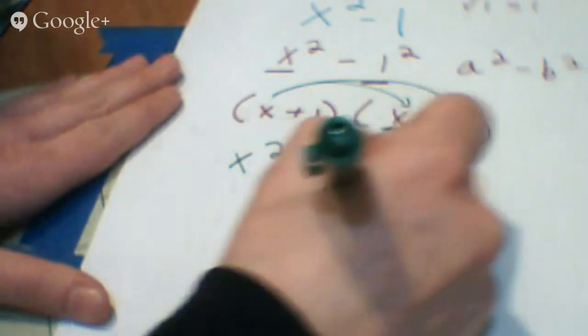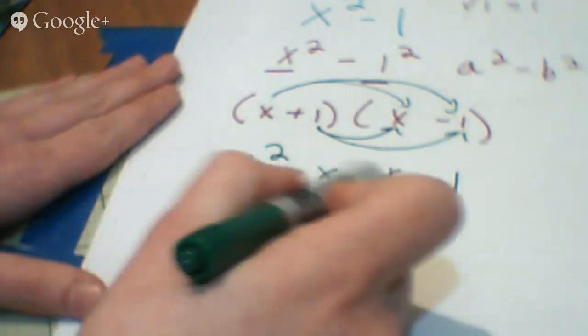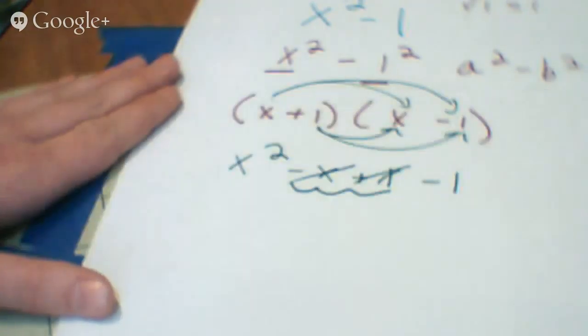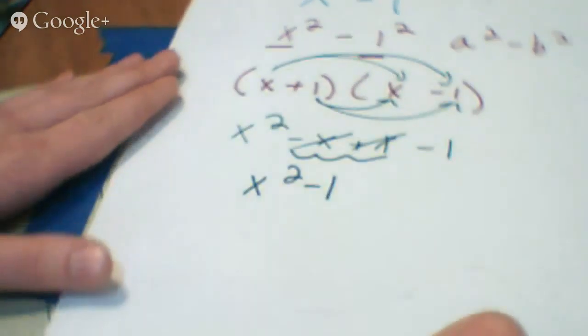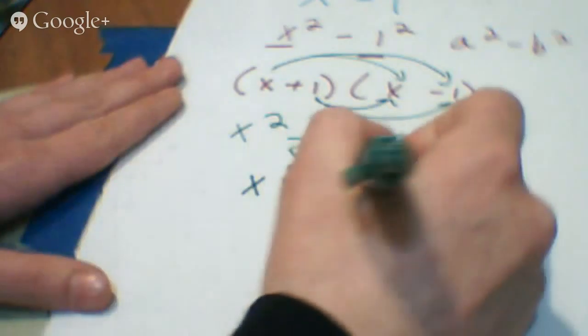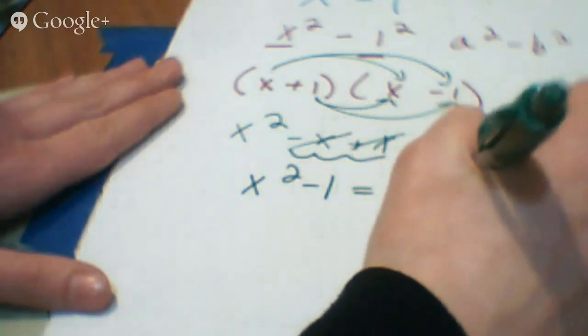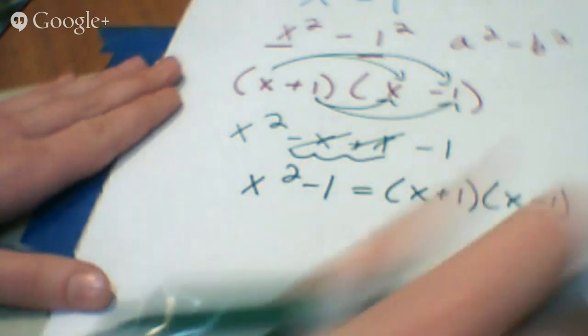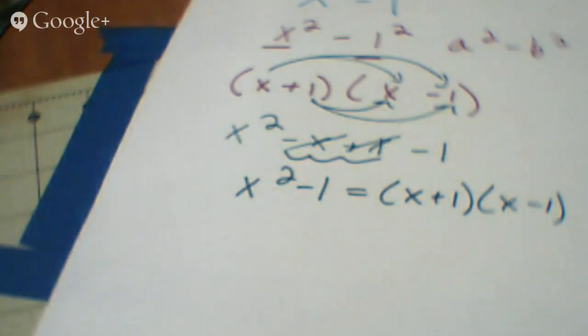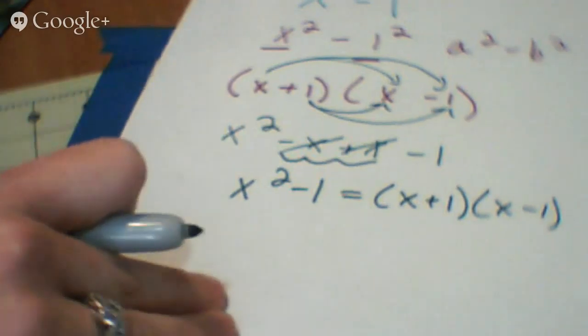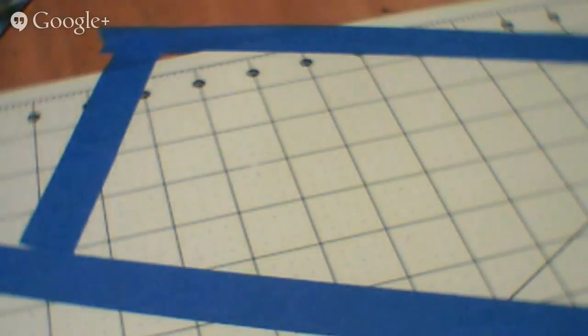And again, we see this niceness where negative x plus x just goes away because it equals 0. So we get x squared minus 1, which is what we started with. So we know that x squared minus 1 is equal to x plus 1 times x minus 1. And we have therefore just factored x squared minus 1. So let's look at another example with a little bit different numbers.